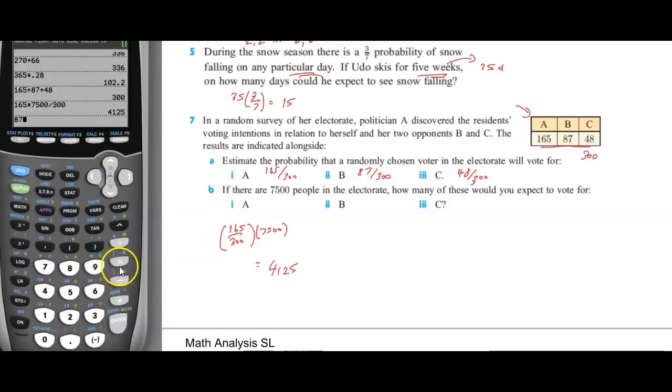87 times 75, I'm doing B now, divided by 300. 2175. And last of all, 7,500 divided by 300. This is going to come out to be a nice number. 25. So 25 times 48. 1,200.